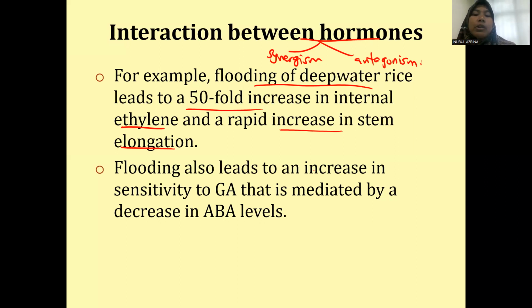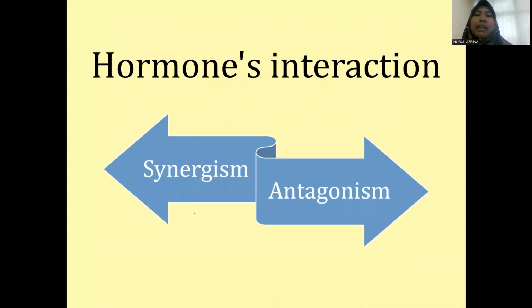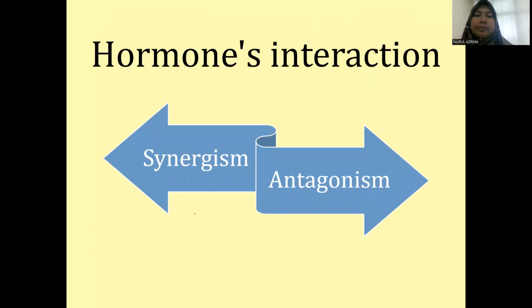Flooding also leads to an increase in sensitivity to GA, mediated by a decrease in sensitivity toward ABA. So during flooding also, gibberellin level will increase, so the seed will germinate faster. Okay. So hormone interaction is divided into two, synergism and antagonism.